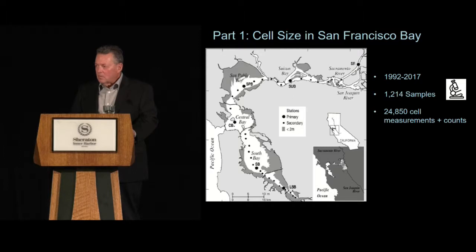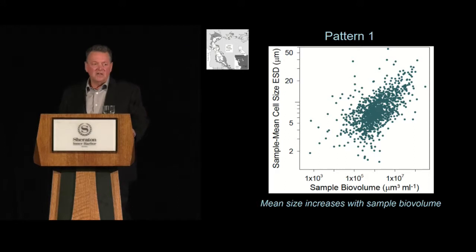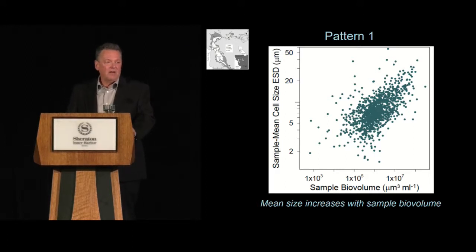So from 1992 through this year, we've collected 1,214 samples that were analyzed by light microscopy. And in the process, almost 25,000 individual cells were counted and measured. So this is a pretty robust data set for looking at size distributions. And from this data set, 3 size-based patterns emerge.